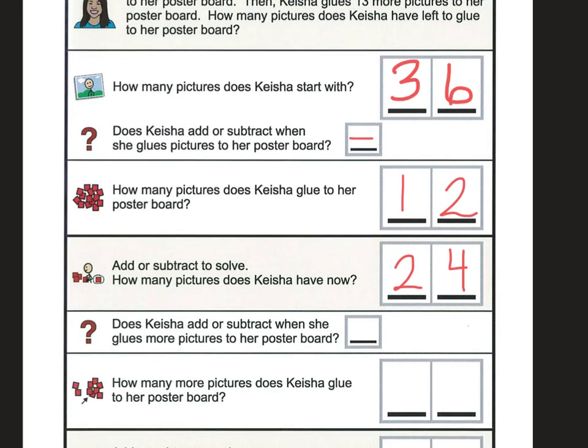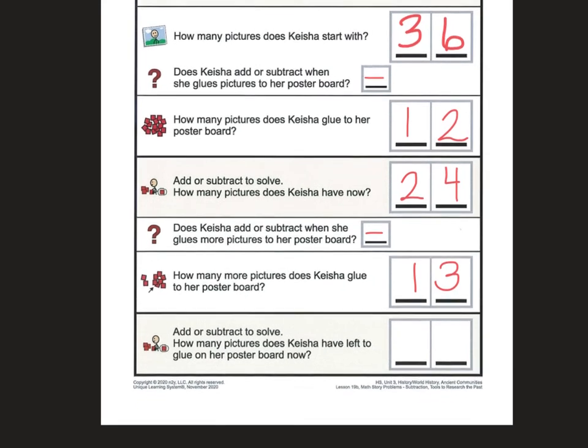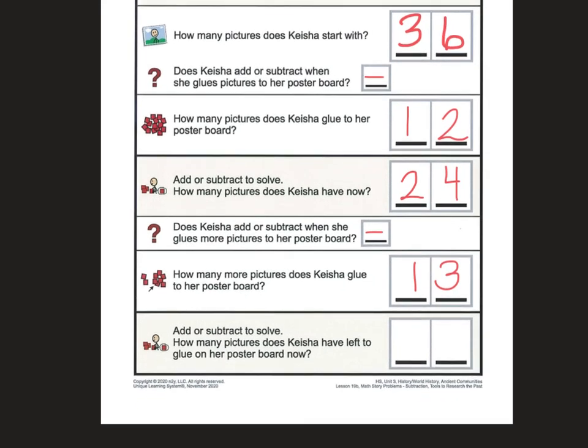Does Keisha add or subtract when she glues more pictures to her poster board? She now has 24 to glue, and she's going to glue more. She's going to subtract from her total of 24. According to the problem, Keisha glues 13 more pictures to her poster board. 13. Now we are going to subtract. 4 take away 3 is 1. And 2 take away 1 is 1.